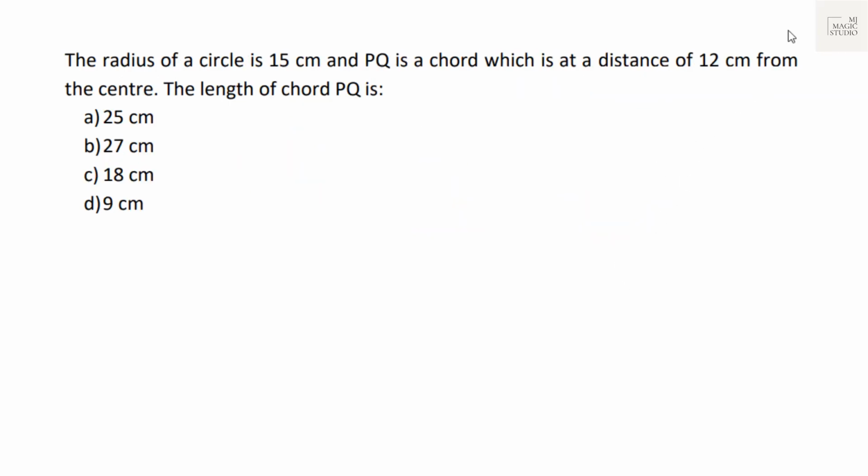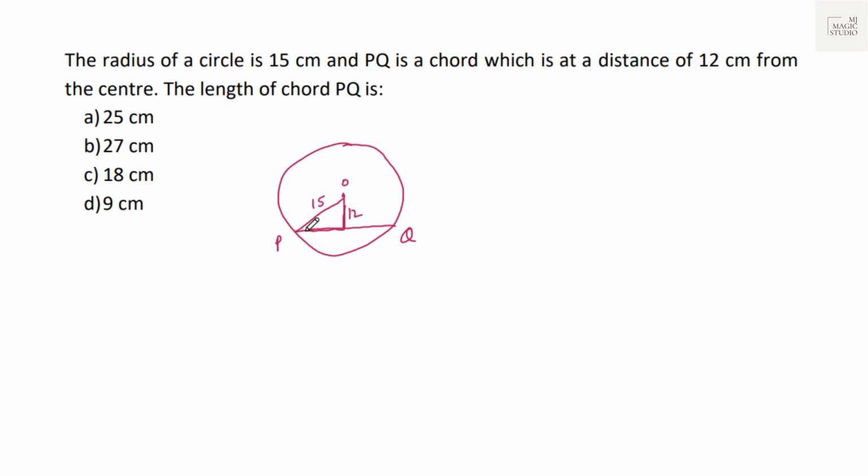Next one on your screen, give it a try. The radius of a circle is 15 centimeter, and PQ is a chord which is at a distance of 12 centimeter from the center. So this is 12. And if O is the center, we can say OP is 15.